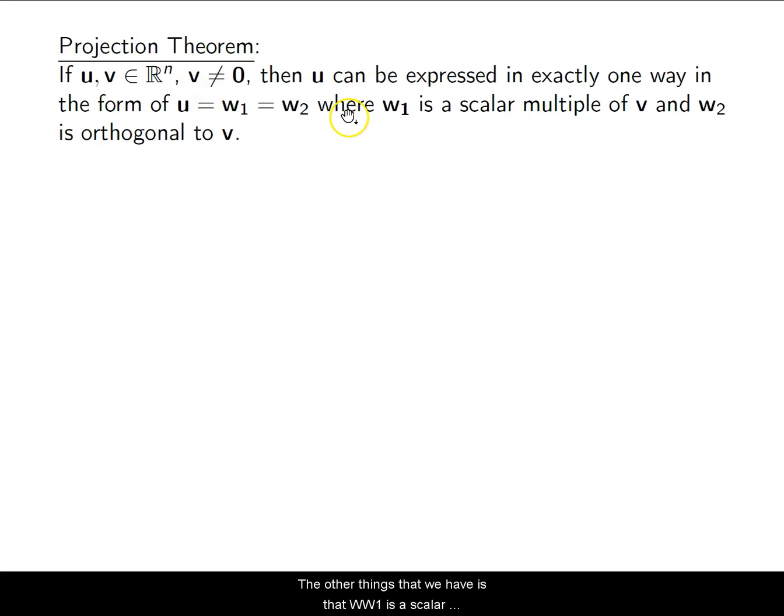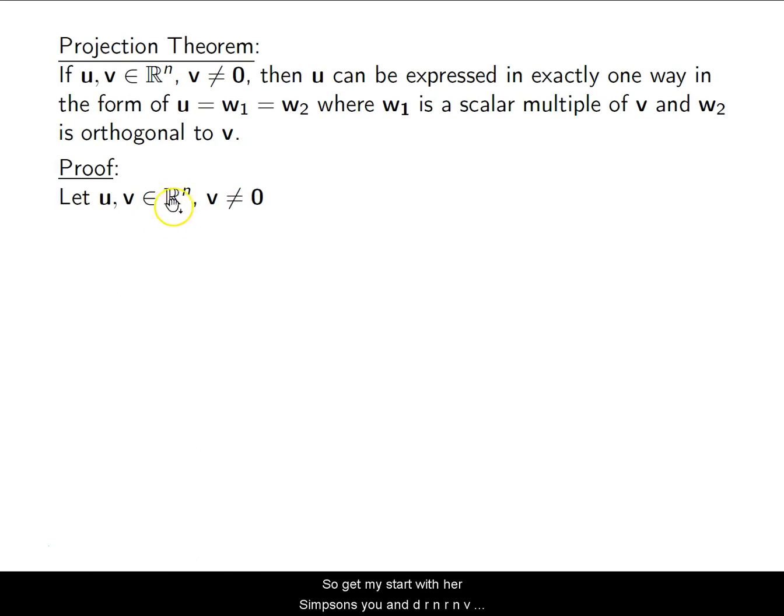Okay. The other things that we have is that W1 is a scalar multiple of that vector V, and W2 is orthogonal to V. It forms a right angle with V, right? So let's do a proof. This is going to be one of the proofs that we do today. So again, let's start with our assumptions.